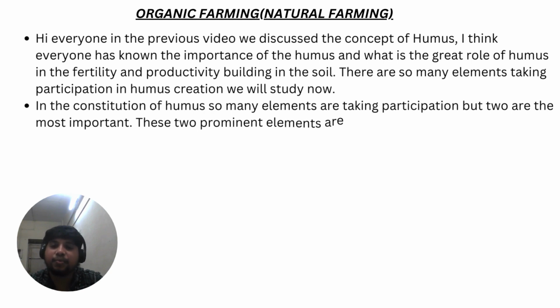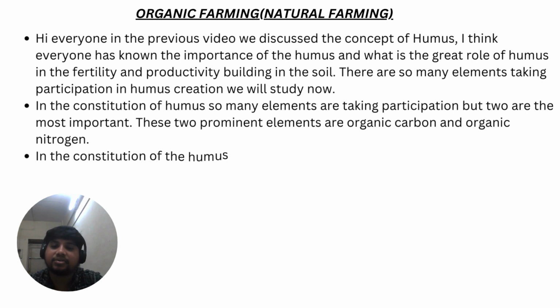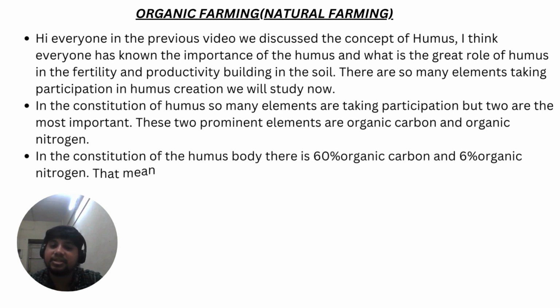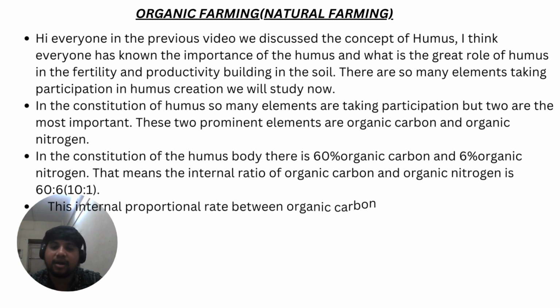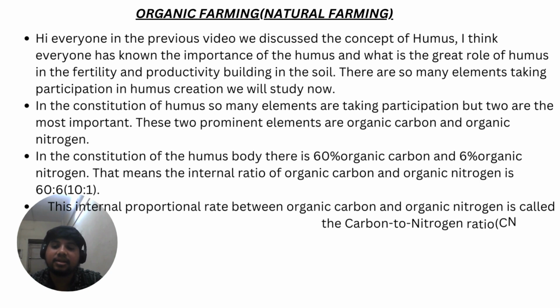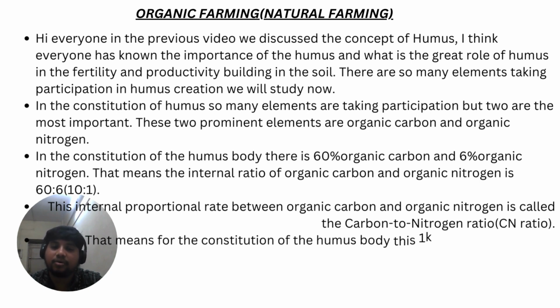In the constitution of humus, so many elements are taking participation, but two are the most important. These two prominent elements are organic carbon and organic nitrogen. In the constitution of the humus body, there is 60% organic carbon and 6% organic nitrogen. That means the internal ratio of organic carbon and organic nitrogen is 10 is to 1. This internal proportion between organic carbon and organic nitrogen is called the carbon nitrogen ratio.